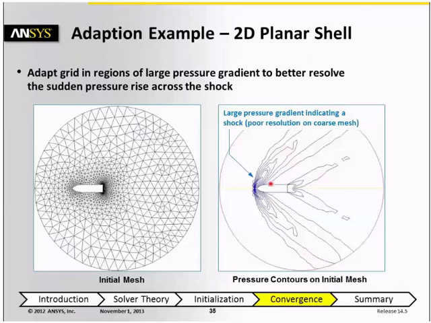The contours show that there's a large pressure gradient, which indicates the presence of a shock wave, but the pressure field is poorly resolved, and the wave is far too thick. In a situation like this, the grid can be adapted in regions of large pressure gradient in order to better resolve the sudden pressure rise across the shock.